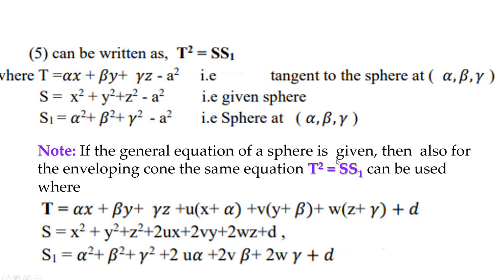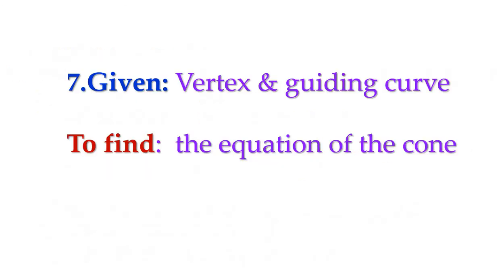If the general equation of the sphere is given, not the standard one, even then it is the same t square equal to ss1. Correspondingly, the equation will differ like this. That is the only difference. So even if it is the general form of the equation of a sphere, we can find the t square equal to ss1 length.